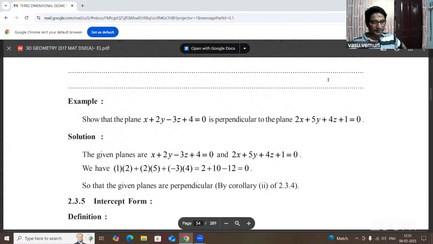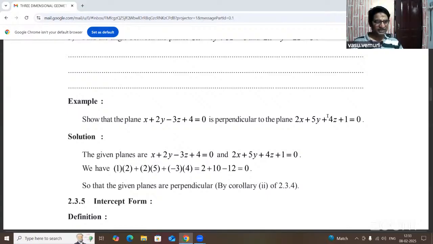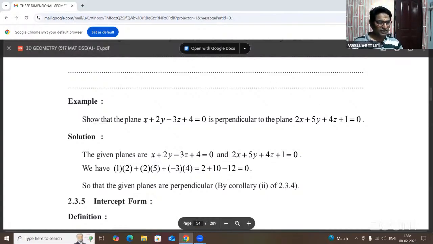First plane is perpendicular to the second plane. It is a very simple concept, because the first plane has normals 1, 2, minus 3 and the second plane has normals 2, 5, 4. First of all, to write the given data, what are the planes?